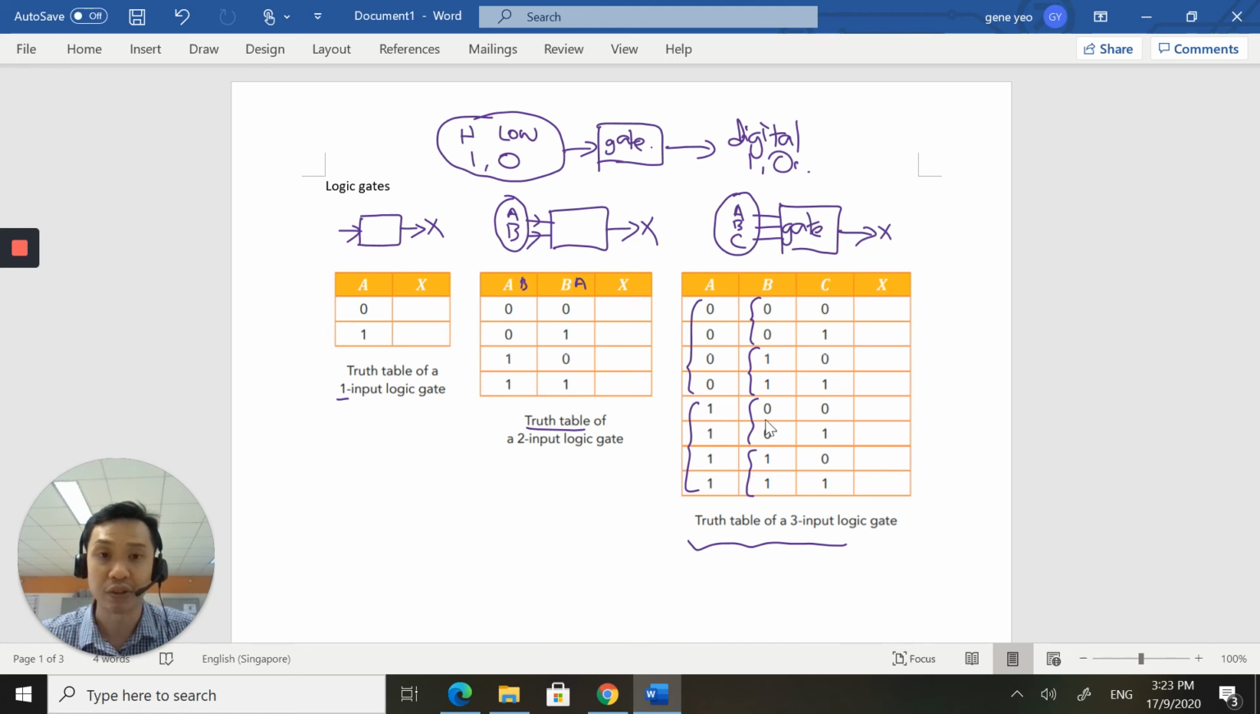What you can do is cover these numbers, draw your own truth tables, and see whether you can remember how to draw one input, two input, and three input truth tables with the inputs like this. You can leave the outputs blank. I'll teach you how to derive the outputs later on.